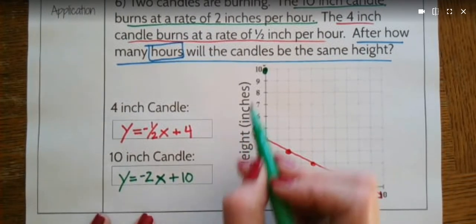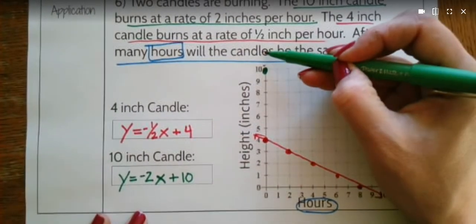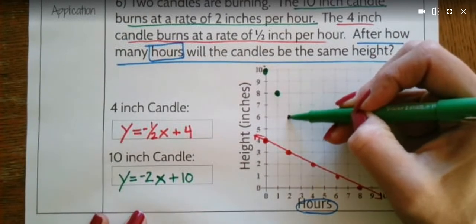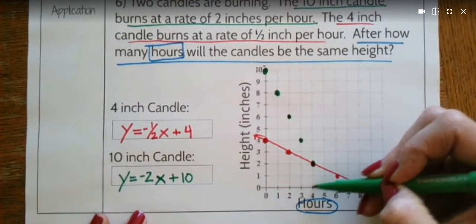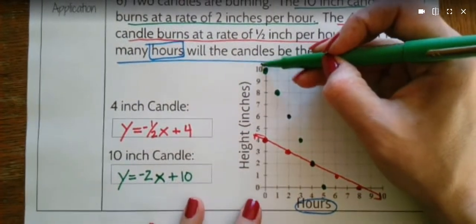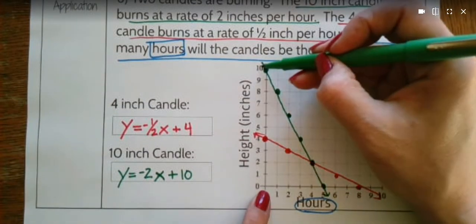Okay, then we got the 10-inch candle way up here, and the slope is negative 2. So 2 over 1. Instead of rising 2 and running 1 to the left, I'm going to fall 2, 1 to the right, fall 2, 1 to the right. See how it's burning faster? The slope is much steeper. There we go. And do you see how after 5 hours, the candle will be completely burnt out? It will be at a height of 0 after 5 hours.